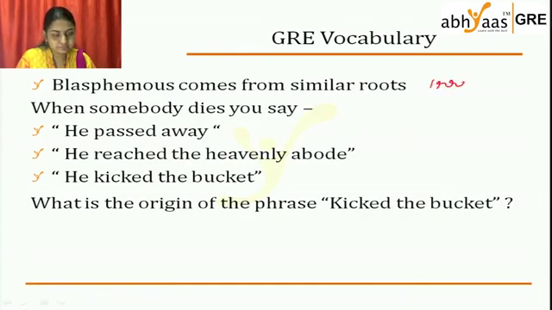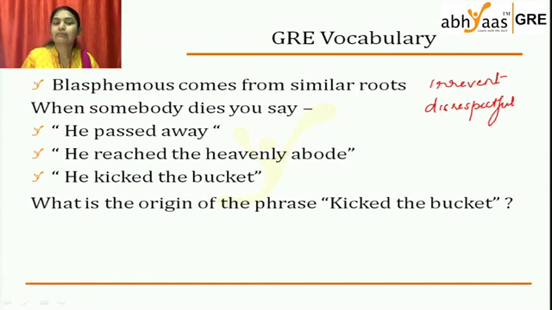Irreverent, disrespectful. Whenever there is a bill that has to be passed in the assembly or in the parliament, and the kind of discussions that happen between the ruling party and the opposition, you may hear blasphemous speech, disrespectful, highly irreverent speech. That is blasphemy. It's like the opposite, but you have the word "phemos", which is related to speech.